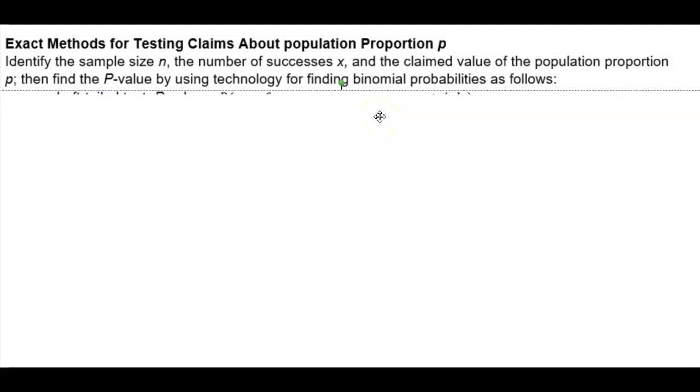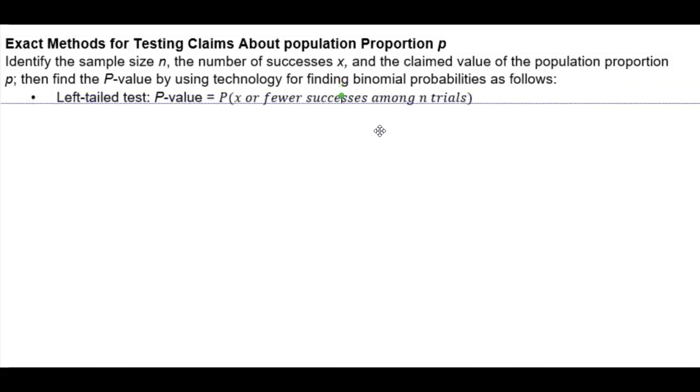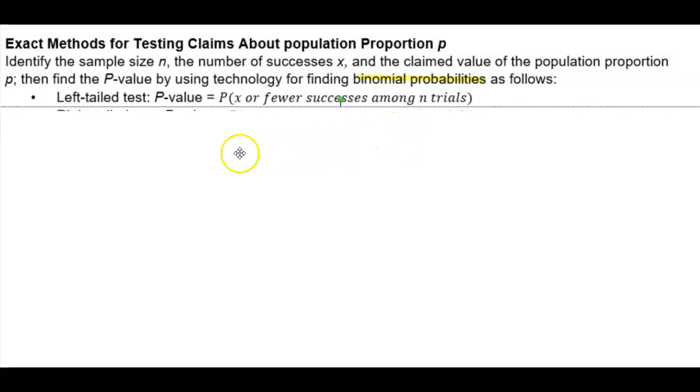Exact methods for testing claims about population proportion P. Now, if you identify the sample size n, the number of successes x, and the claim value of the population proportion P, then we can find the p-value by using technology for finding binomial probabilities as follows. So again, the key here is binomial probability, so you'd be using that function if you're using StatCrunch.